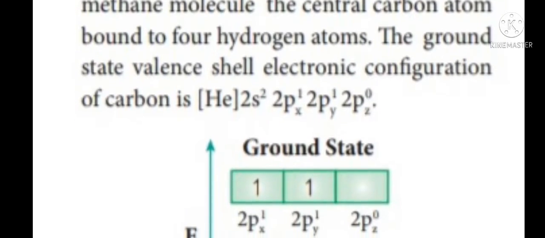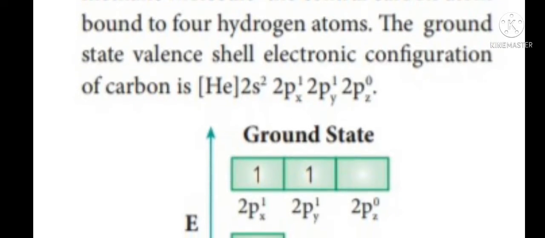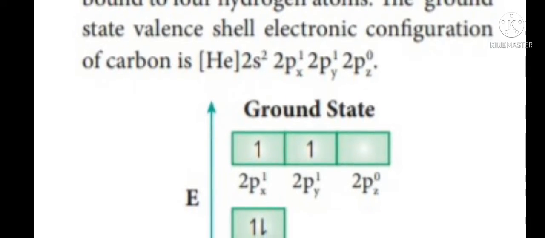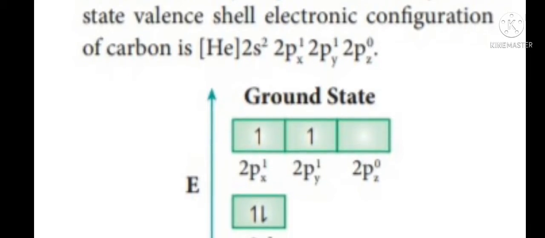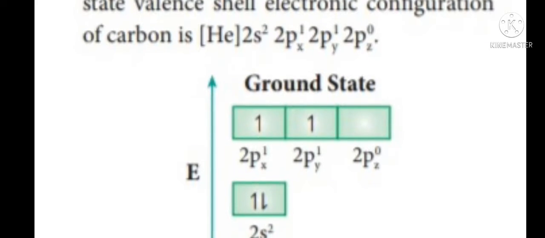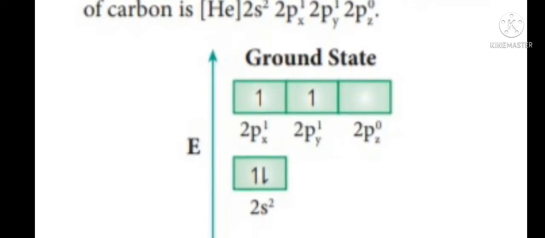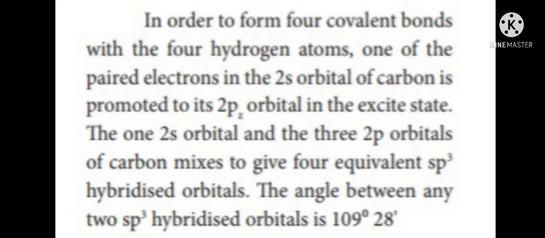The ground state valence electronic configuration of carbon is the stable electronic configuration of helium, 2s2 2p2. It is also given by 2s2 2px1 2py1 2pz0. In the ground state, carbon has two unpaired electrons in the valence shell, but here we are having 4 carbon-hydrogen bonds. In order to form 4 covalent bonds, 4 unpaired electrons are required.